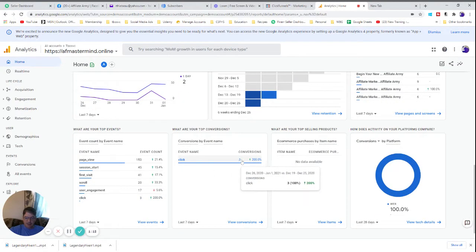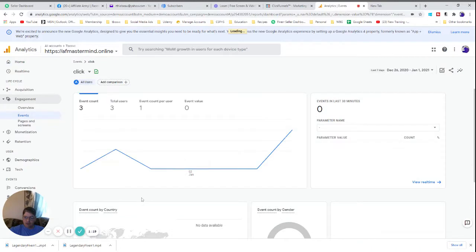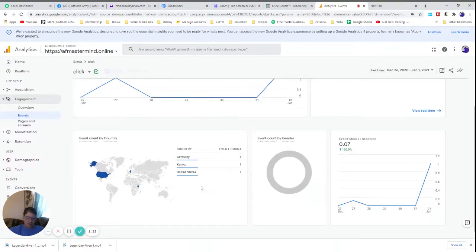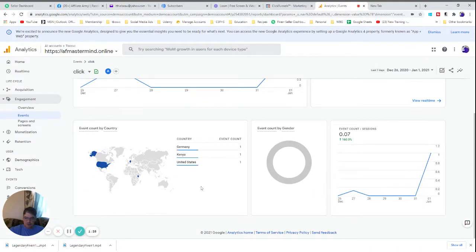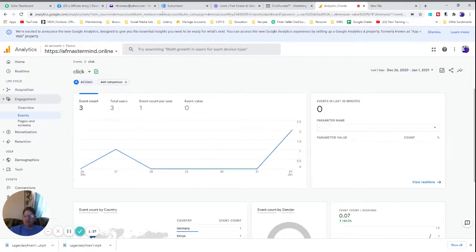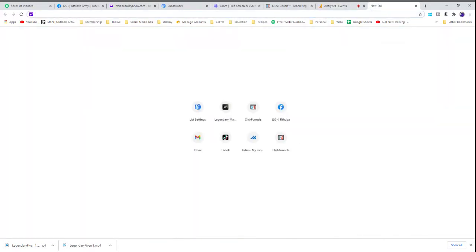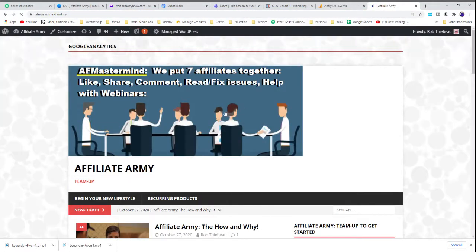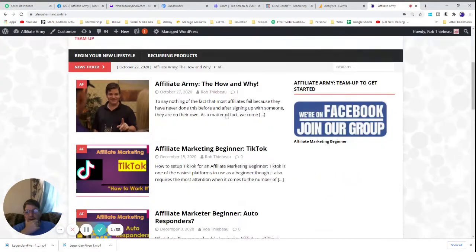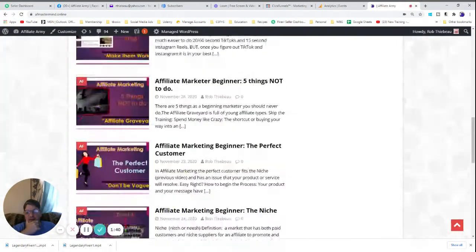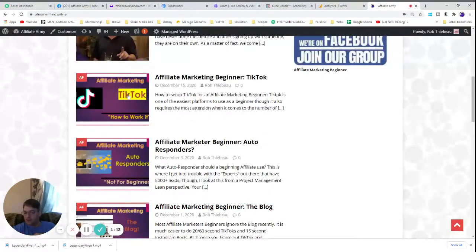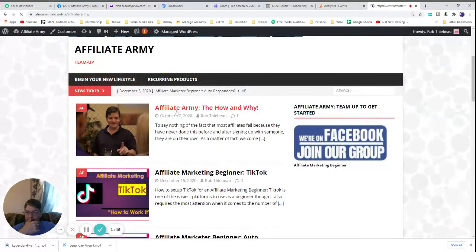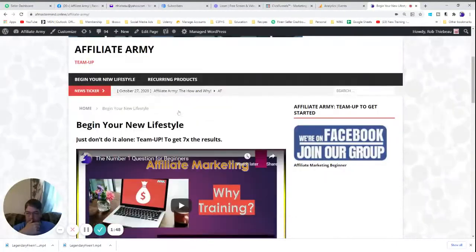Three clicks, I have the clicks set up as a conversion. Most of the clicks are going to come from, let's see if it shows. It doesn't show the page. Let's take a look at the page. AFmastermind.online. So when you come in, there is no real home page, but I have all of my blog articles that reference all of my YouTube videos on here. Then this is the page most of the people see.